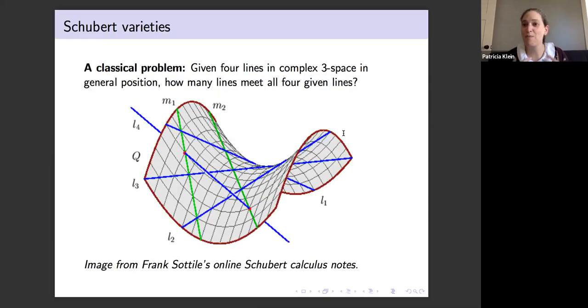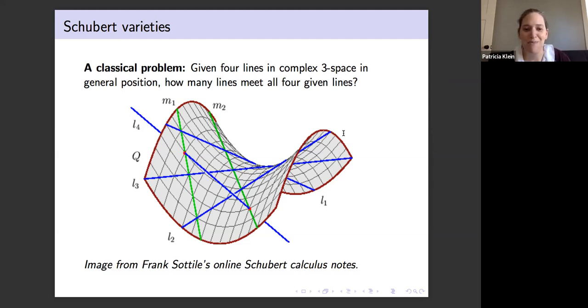I want to start with a brief description of what Schubert calculus is. What is the type of thing that I want to use commutative algebra to study? A classical problem is, suppose you have 4 lines in complex 3-space, and they're in general position. How many lines meet all 4 of those lines?